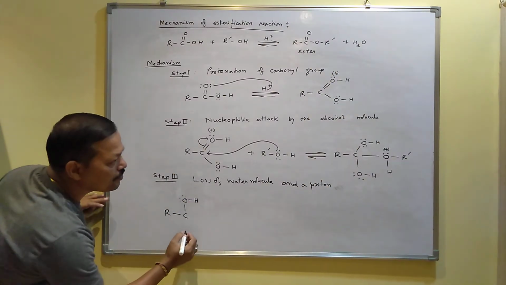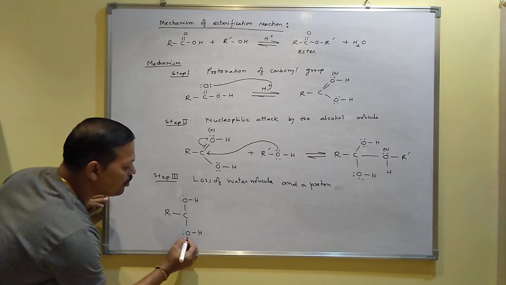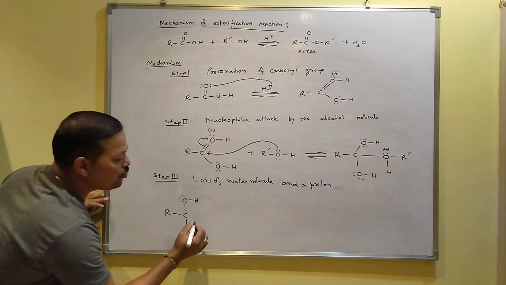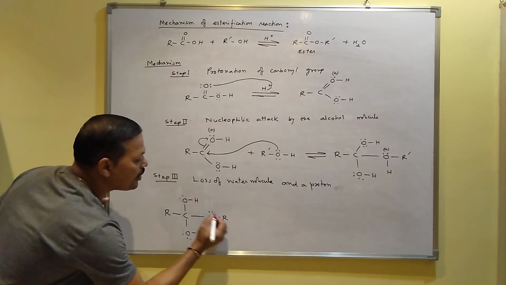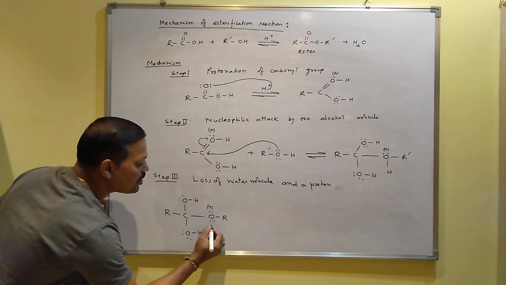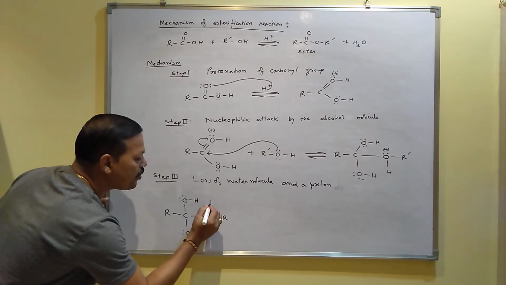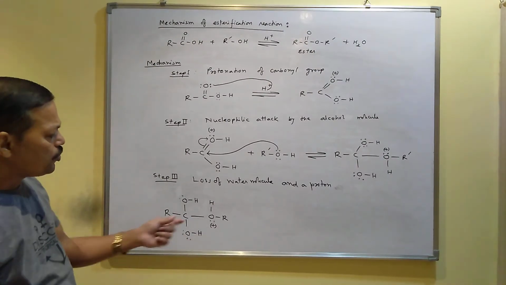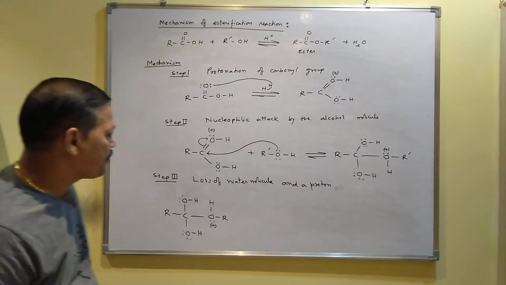RCOH, here also OH. This is an unstable compound because one carbon contains two OH groups. This is OR dash, here positive charge, and this is your positive charge I will write here, and this is your hydrogen with the oxygen. So this compound is nothing but the compound which you have got in the second step.